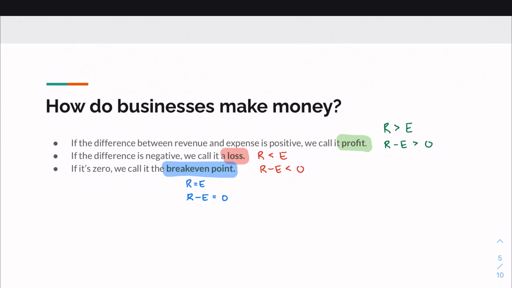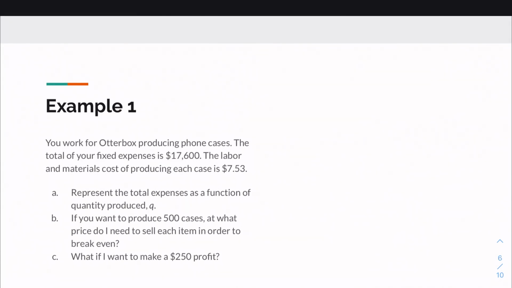But just as a heads up, we're generally going to use P to denote profit, no matter if it's actually profit or loss. We're just going to always use P to represent profit and to represent this difference between revenue and expense. We're going to discuss this in a lot more detail in the next section. But for now, that formula right there is handy to keep on hand. So let's just look at one example to start.